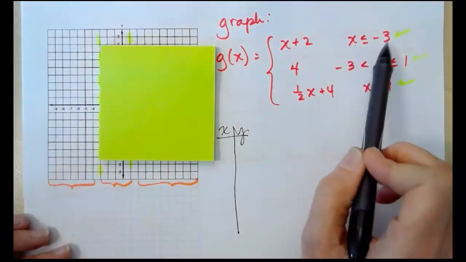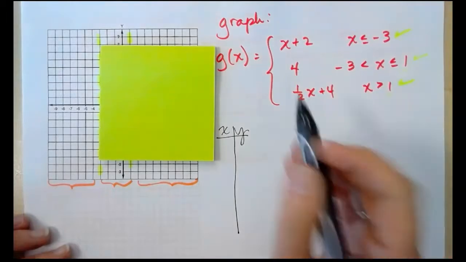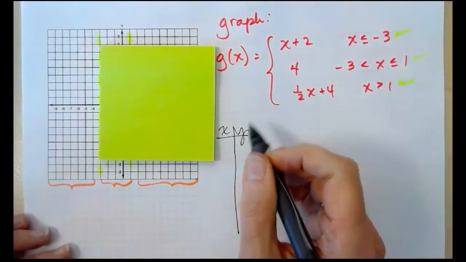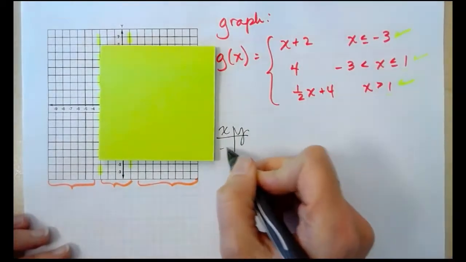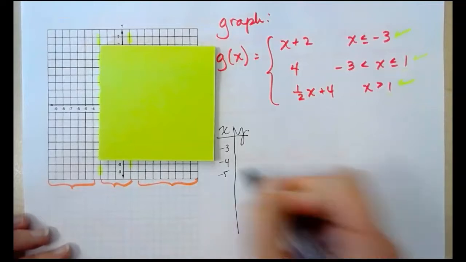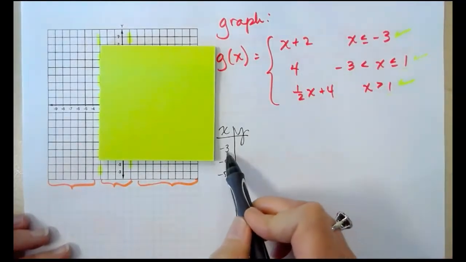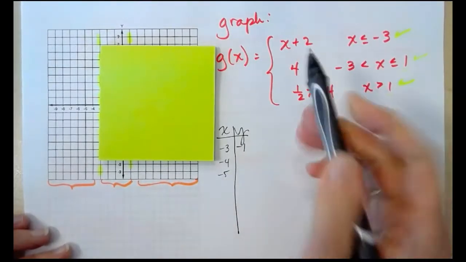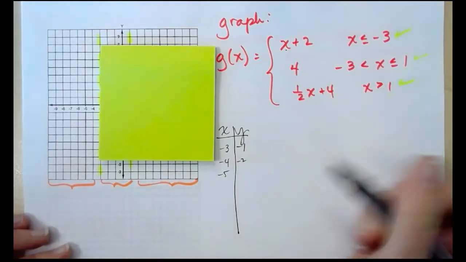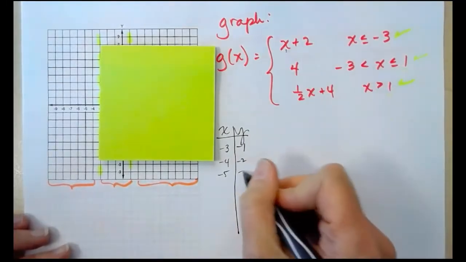X is less than or equal to -3, so over here. So let's plot some points where x is less than or equal to -3. So how about -3, -4, -5? This is a simple linear equation, so g of -3 is -1. G of -4 is -2. G of -5 is -3.